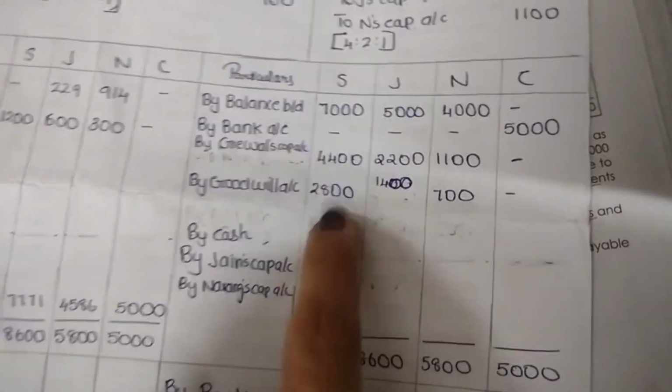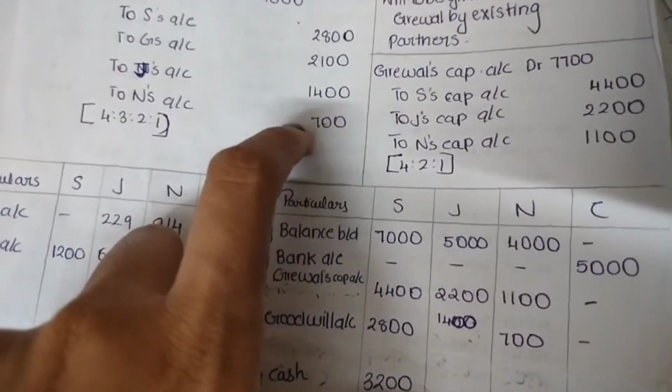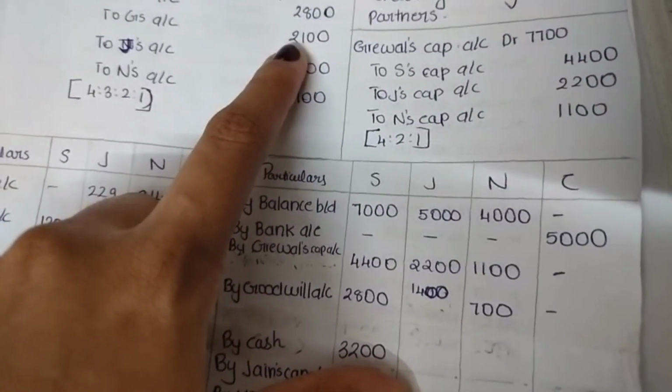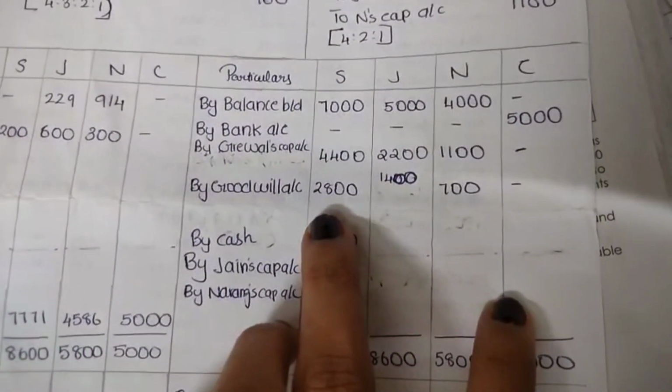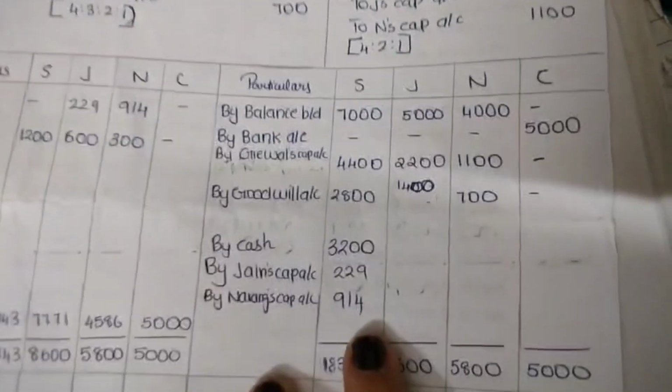Then comes goodwill. We have already raised goodwill, right? So 2,800, 1,400 and 700 have to be shown. There is no G's account here, so there is no need to show this 2,100. We have already settled that: 7,700 we got, and that we have already shared with the partners. So here only 2,800, 1,400 and 700, the goodwill raised amount portion, are to be shown.